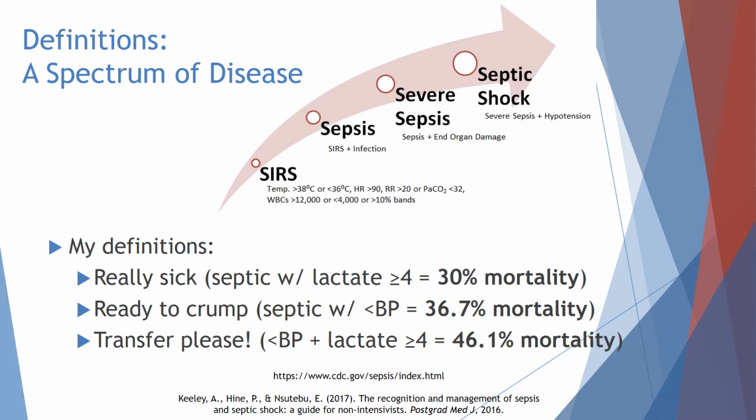Now, for those of us who dozed off during pathophysiology, these are my definitions of sepsis down below. You have sepsis with a lactate of greater than 4. That's 30% mortality right there. If you add a sepsis with a blood pressure less than 90, that's 36.7% mortality. And finally, low blood pressure and an elevated lactate in the context of sepsis has a 46% mortality.